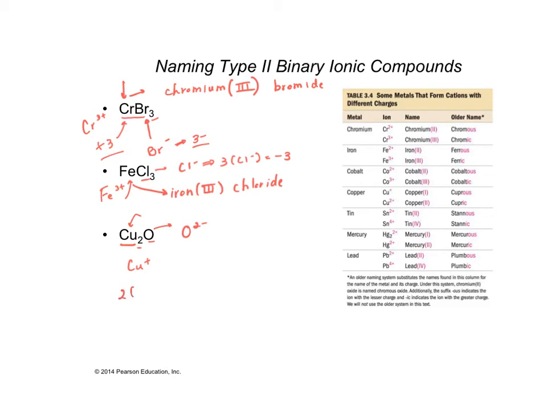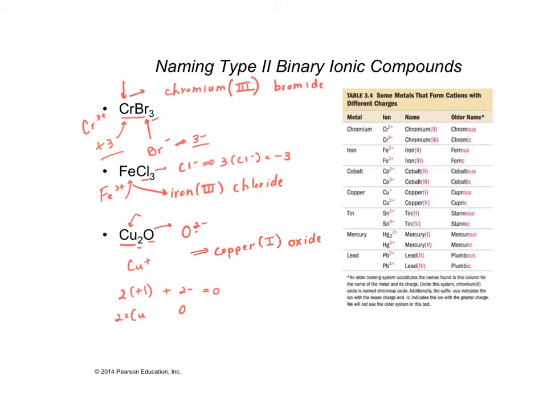So if I have 2 +1s plus my 2-, this is for my coppers, this is for my oxygens, then I get an overall net charge of 0, okay? So I have 2 coppers balancing this charge, so this has to be copper +1. So the name of this is copper, and then Roman numeral I, and then oxide. Base name of nonmetal, end it in -ide.